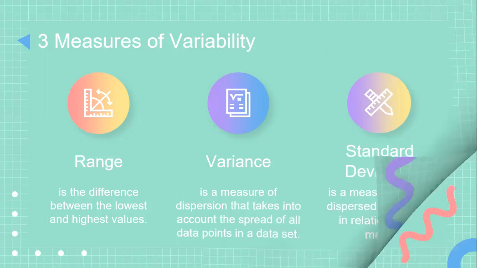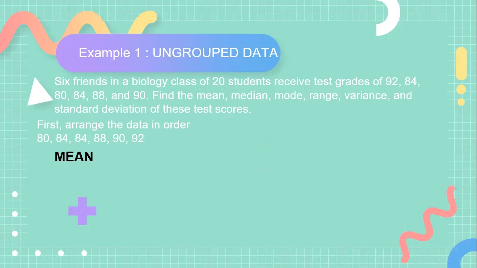Now let's have an example, class. Example number 1, for ungrouped data: 6 friends in a biology class of 20 students received test grades of 92, 84, 80, 84, 88, and 90. Now, find the mean, median, mode, range, variance, and standard deviation of these test scores.